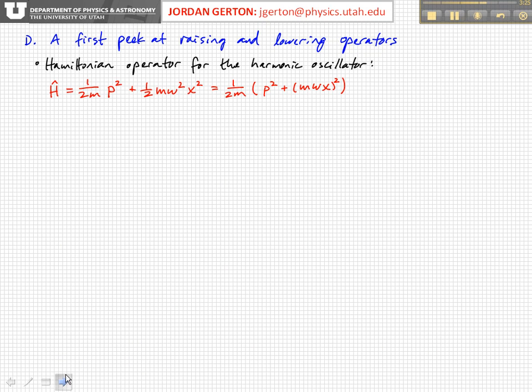Now let's take a first peek at the raising and lowering operators. Again, we can write the Hamiltonian operator for the harmonic oscillator in this way: it's equal to p squared over 2m plus 1/2 m omega squared x squared. These p squared and x squared are actually operators now, but just for simplicity, I'm not writing the hats. We just rewrite it as 1 over 2m times the quantity p squared plus m squared omega squared x squared.